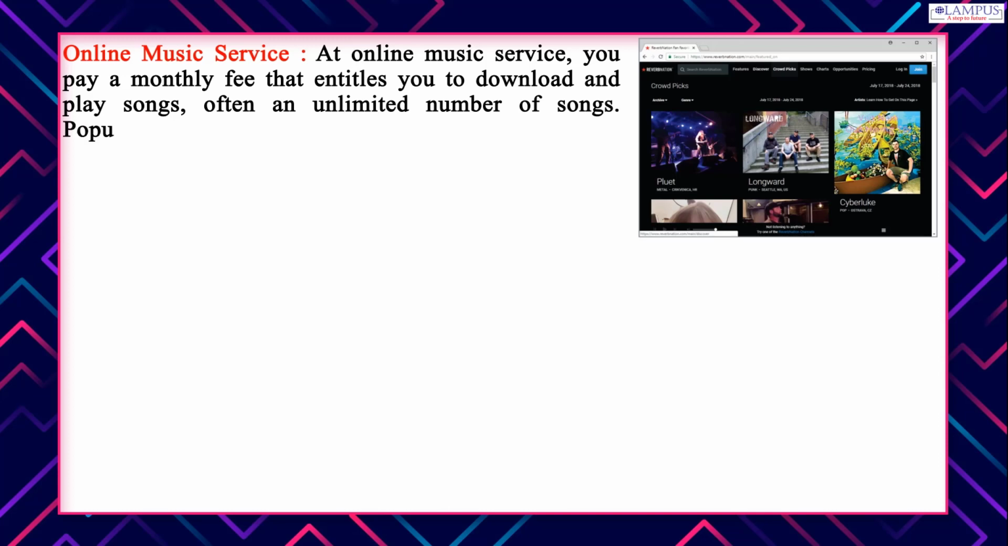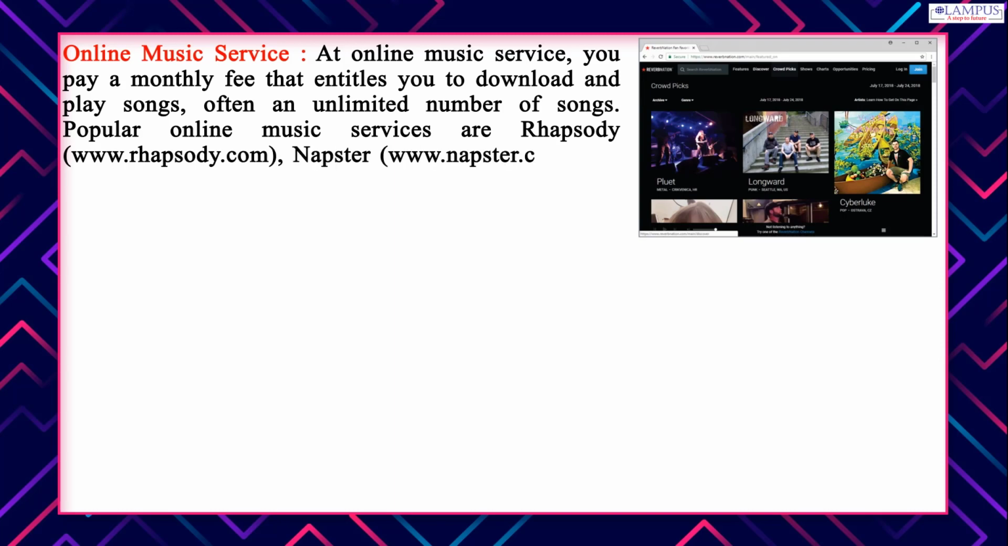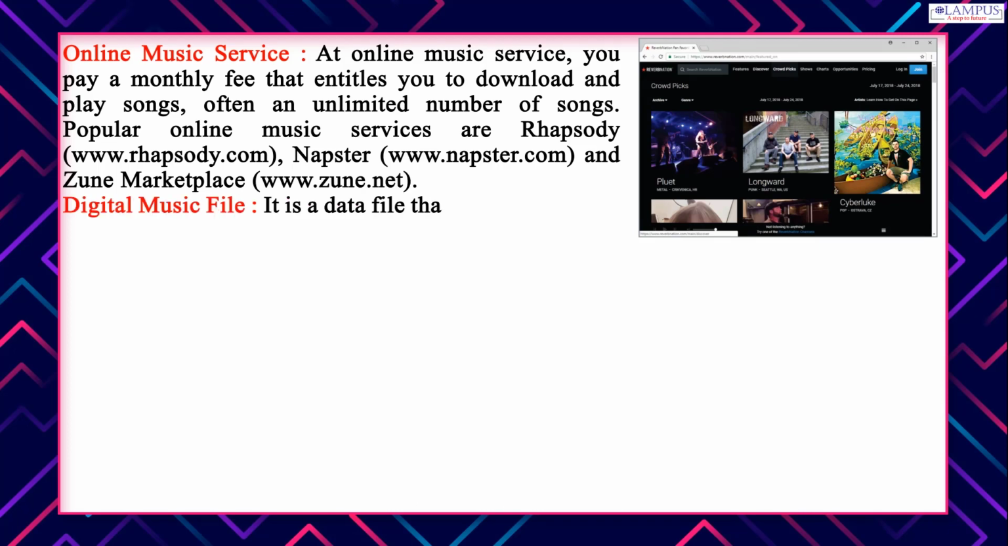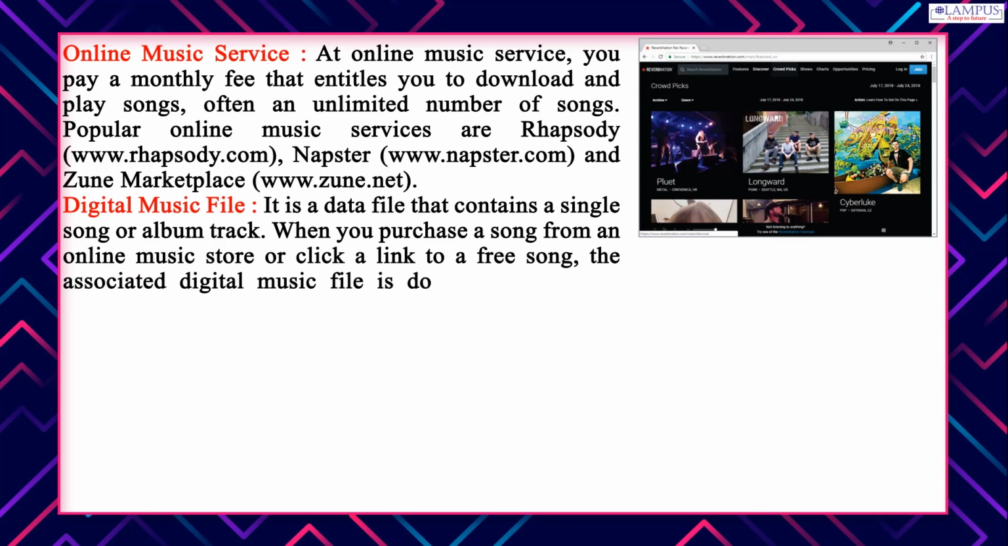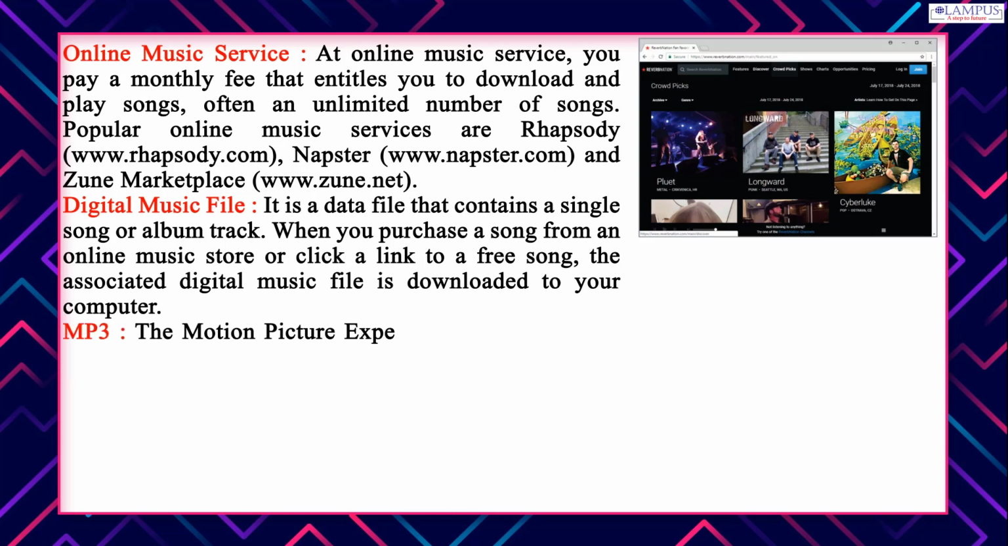Popular online music services are Rhapsody, www.rhapsody.com, Napster, www.napster.com, and Zune Marketplace, www.zune.net. Digital music file. It is a data file that contains a single song or album track. When you purchase a song from an online music store or click a link to a free song, the associated digital music file is downloaded to your computer.